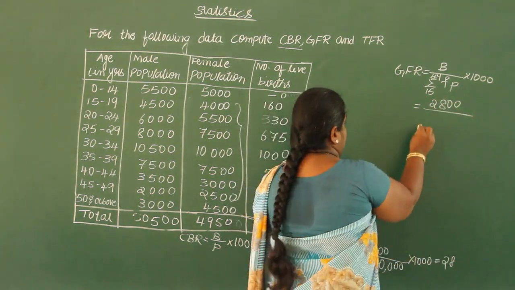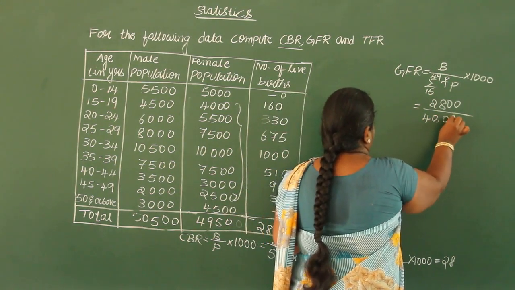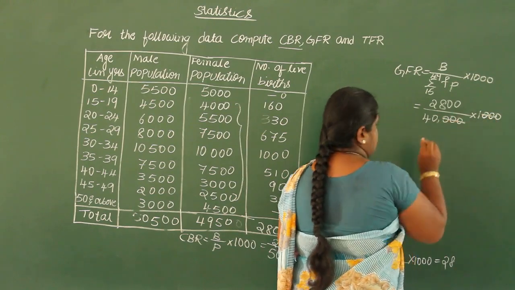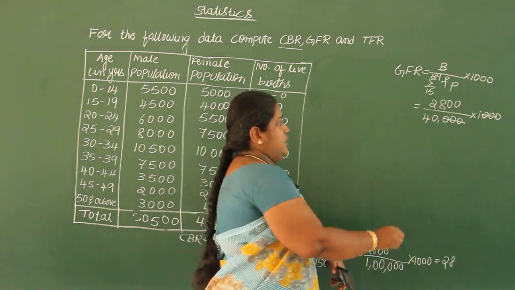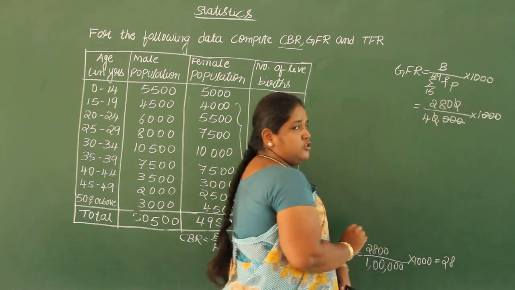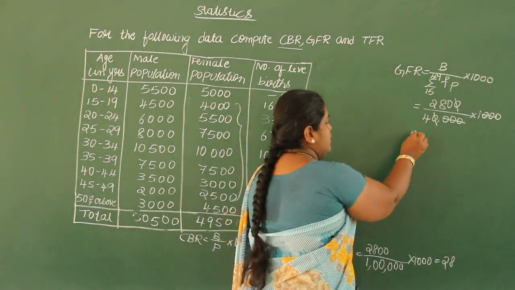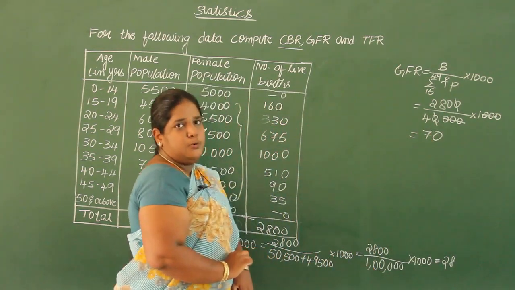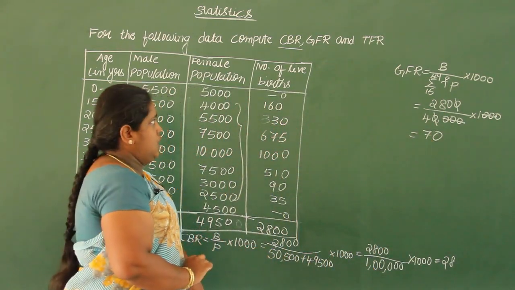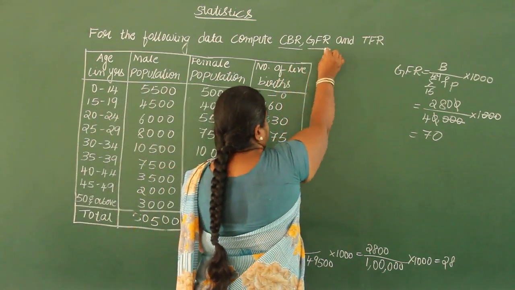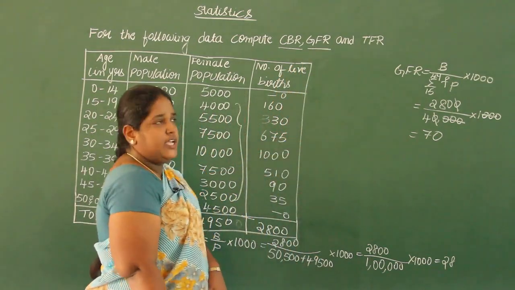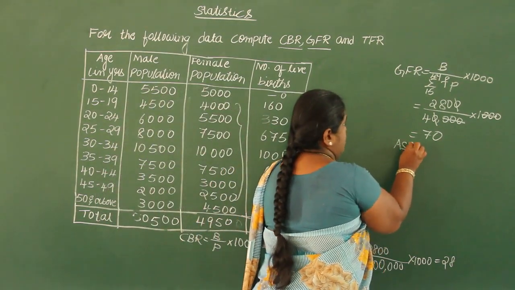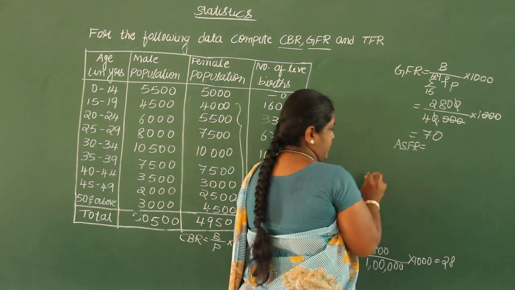The birth value will be the same, that will not change. So 2,800 divided by 40,000 into 1,000. You can cancel this 1,000 and 1,000, and even the 0 and 0 here. So 280 divided by 4 is 70. So the GFR value we get is 70. So CBR we have finished, GFR we have finished. Next we have to calculate TFR. For that we need ASFR. So you have to write the formula of ASFR.